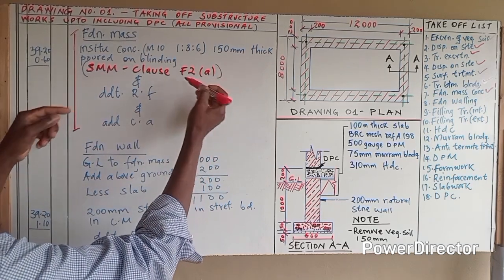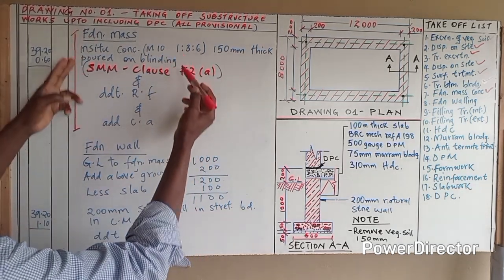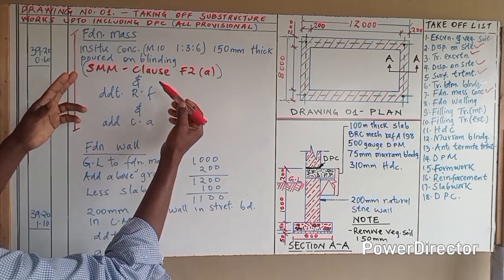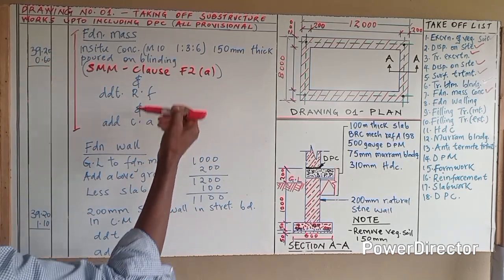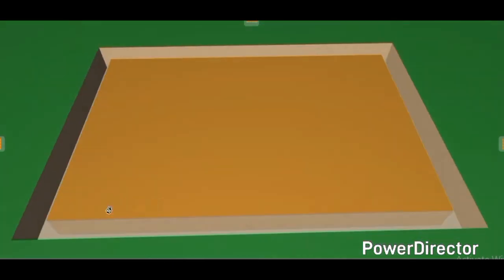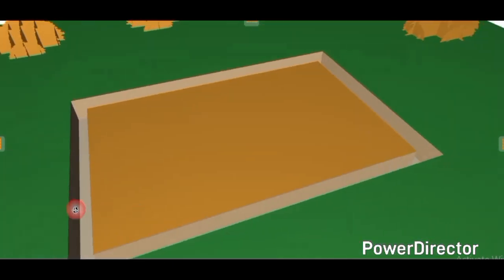So if you read SMM clause F2A, it explains how foundation mass is done. So watch the following video demonstration of how the foundation mass looks like at the actual site. Let us now have that mass. So you can see we have laid a foundation concrete mass. Let me take you close range. So you can see this one now. This is the foundation concrete mass that we have laid over the blinding, and it is 150 millimeters thick, and we have done it round this one. So we have the concrete mass.